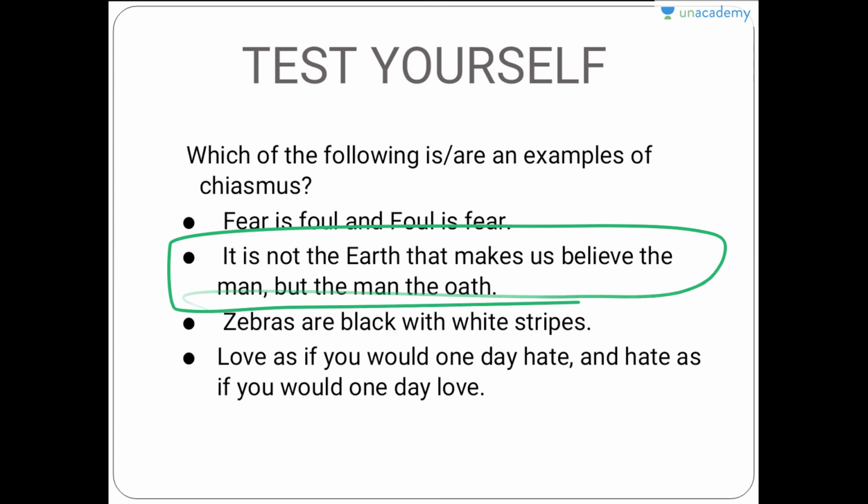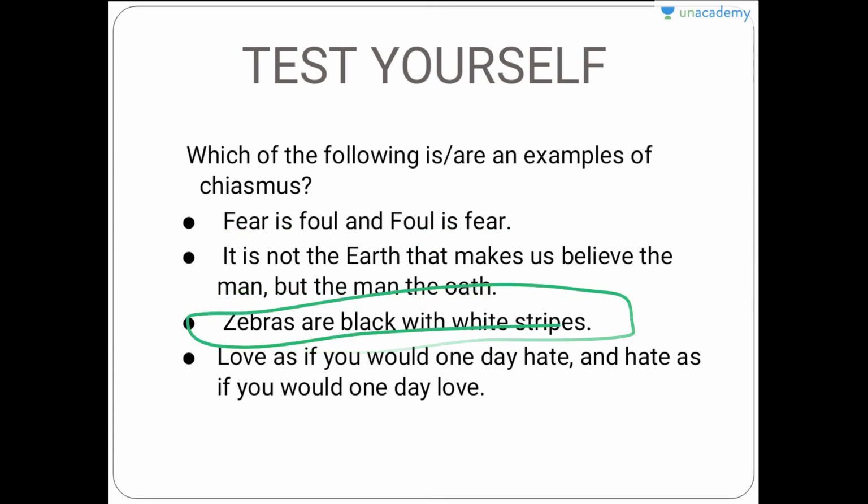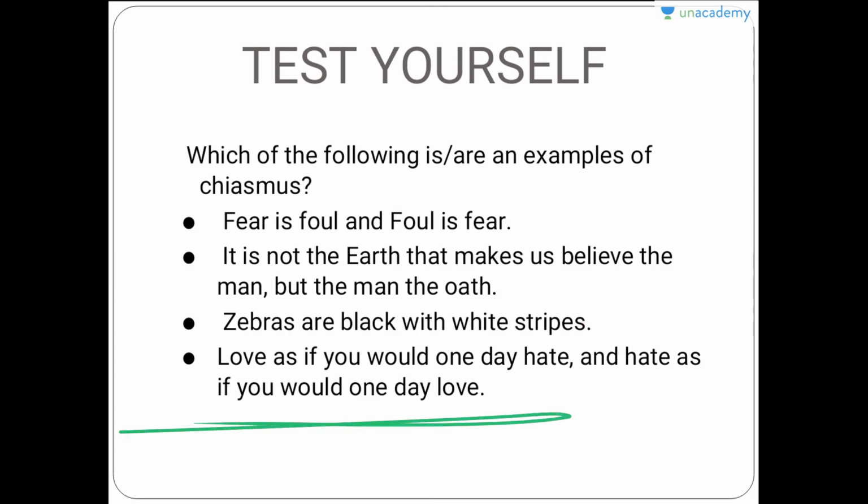Zebras are black with white stripes. This is not an example of chiasmus because you don't see any crisscrossing here. It could have been a chiasmus if I said zebras are black with white stripes, or are they white with black stripes. So it could have been a chiasmus if I added the later part of the sentence I just said, but currently this is not an example of chiasmus. Love as you would one day hate, and hate as if one day you would love. This is also a clear example of chiasmus. So these three are the examples of chiasmus.